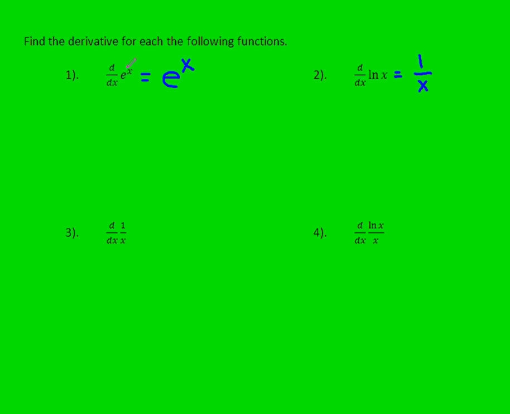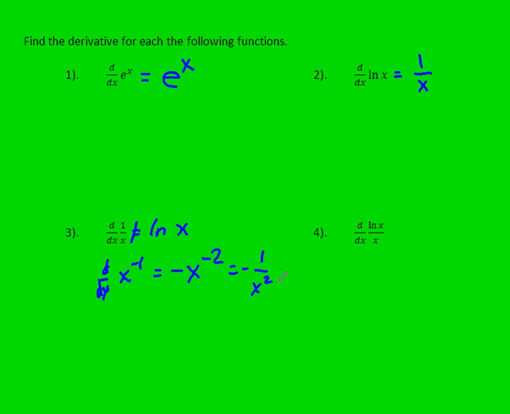So be careful, if I give you the derivative of 1 over x, it does not equal the natural log of x. Instead, think of that as x to the negative first power, and take that derivative. So the derivative of x to the negative first is negative x to the negative second, or that would be negative 1 over x squared. So just be careful on that one.